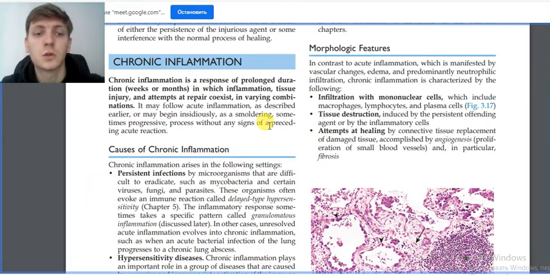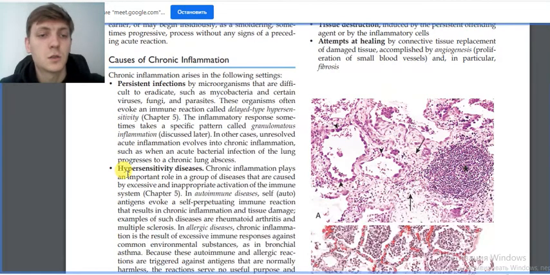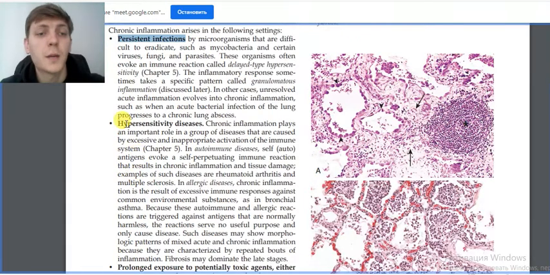So let's talk about the causes of chronic inflammation. It might be persistent infections, as I said before, when the offending agent is not eliminated during the acute phase of inflammation, so it will undergo chronic inflammation. Then hypersensitivity diseases. We will discuss them in chapter number 5. It's immune disorders, so it will be in a later set of lectures.